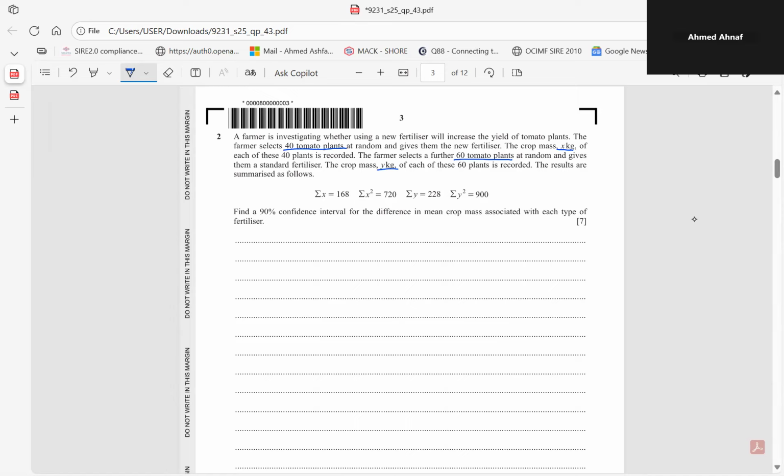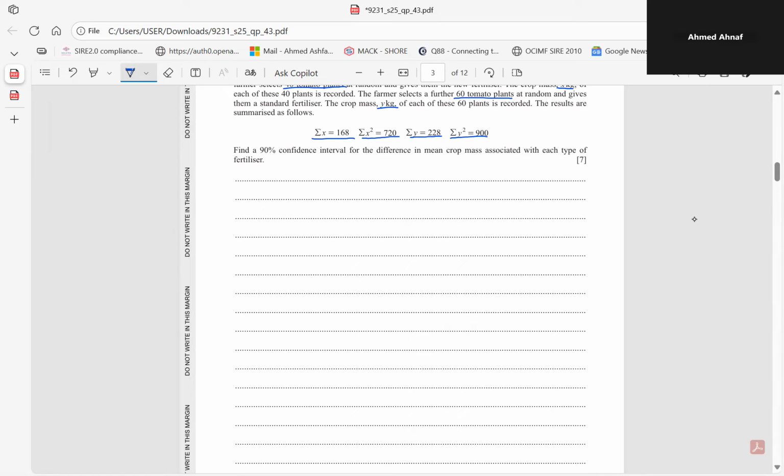So we're given the sum of the crop mass of the new fertilizer, which is 168. We're given the sum of x squared, so the crop mass has been squared and summed up to give 720. The question also gave us the same for the standard fertilizer, which is represented by y, as you can see. Now, the question told us to find a 90% confidence interval for the difference in mean crop mass associated with each type of fertilizer.